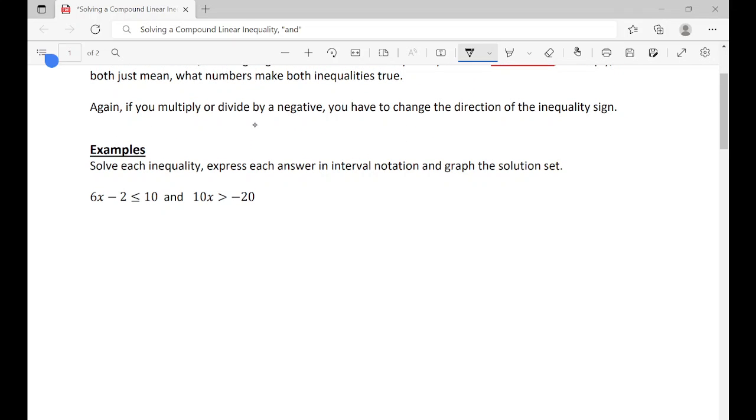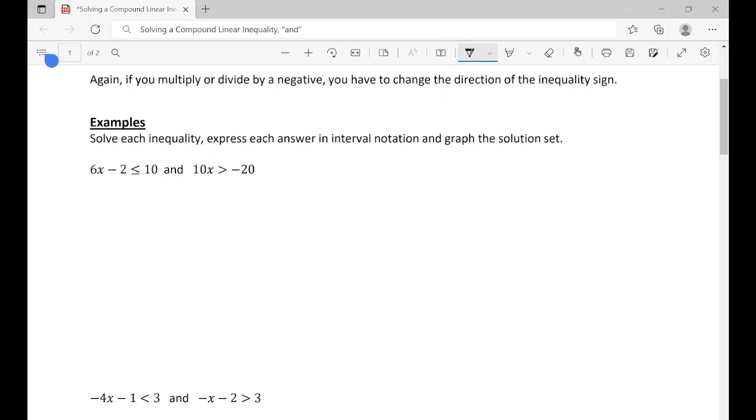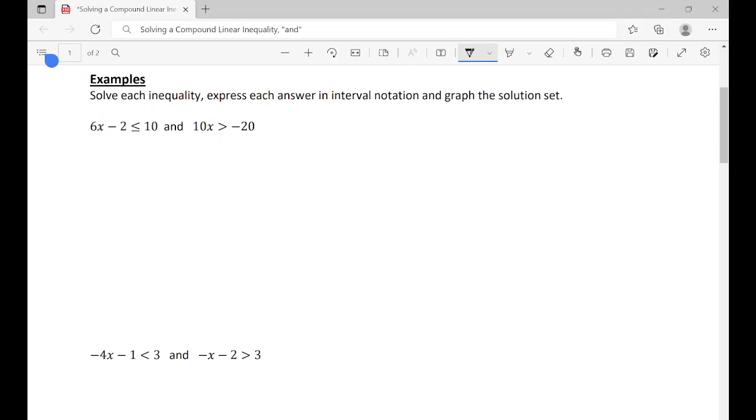Again, if you multiply or divide by a negative, you have to change the direction of the inequality sign. So, we're going to solve each inequality and express it in interval notation and graph it. So first we have 6x minus 2 is less than or equal to 10 and 10x is greater than negative 20. So we're going to solve both of those individually.